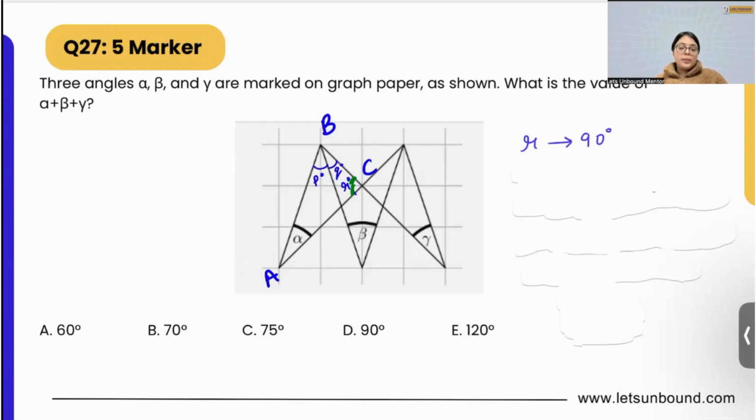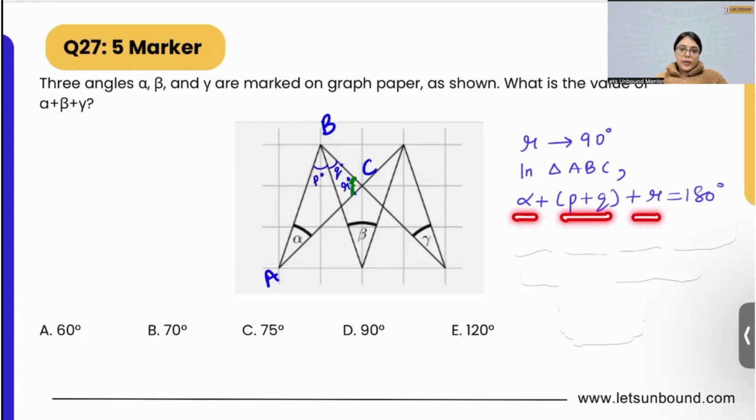We have no idea about P and Q as of now, and neither alpha, but we have one property of triangle. If I am taking triangle ABC, I know any triangle's sum of angle is going to be 180 degree. So that means in triangle ABC, alpha plus P plus Q I've taken together because I'm considering that as one angle, but since it's made of two angles, I've taken P plus Q plus R. So angle 1, 2, 3, sum, property of triangle is 180 degree.